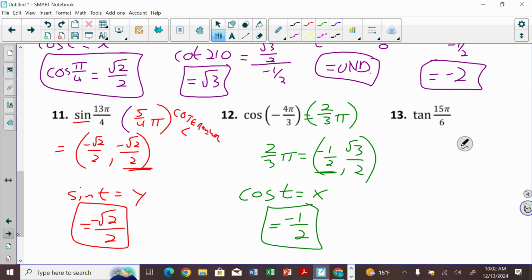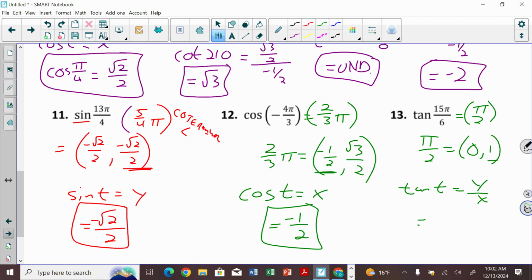Okay. And the last one, we've got 15/6 here, right? So now, again, I'm going to have to count the circle. I'll save that work for you and say it's pi over 2. That's the equivalent, and you can count that out if you want to using 6ths. But that is equivalent to the point 0, 1. So tangent of t, we know, is y over x. So it'd be 1 over 0. Can't have 0. Undefined.